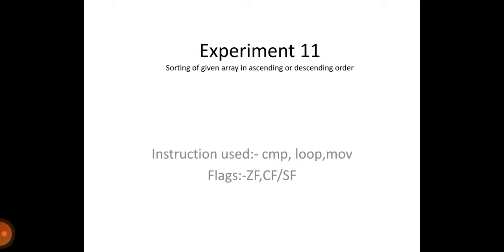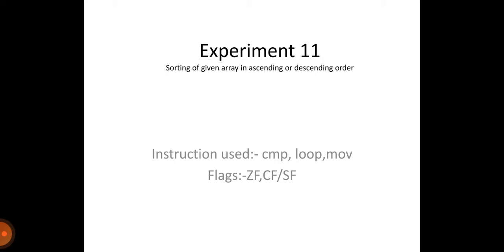We will use the bubble sort algorithm for sorting purposes, so we have to implement bubble sort in assembly language programming. The instructions that we will use here are the CMP instruction for comparison, the loop instruction to repeat the block of instructions written inside the block, the MOV instruction to transfer data from source to destination, and also, since we have to exchange the position of elements, the exchange instruction XCHG.